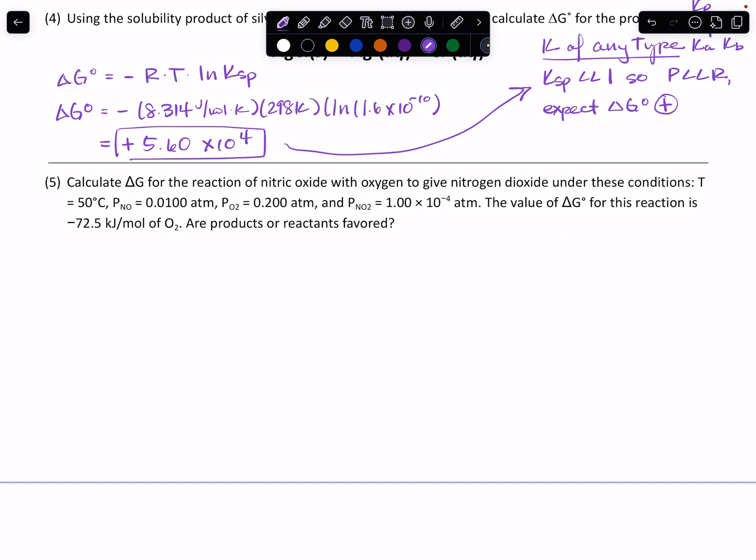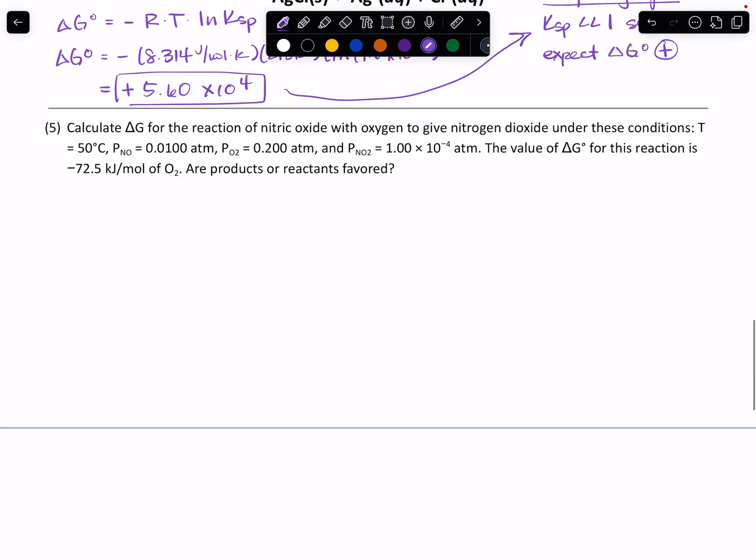Calculate delta G for the reaction of nitric oxide with oxygen to give nitrogen dioxide under these conditions. Temperature is 50 degrees, partial pressure of NO is this, partial pressure of O2, partial pressure of NO2. The value of delta G for this reaction is negative 72.5 kilojoules per mole of O2. What are reactants or products favored?